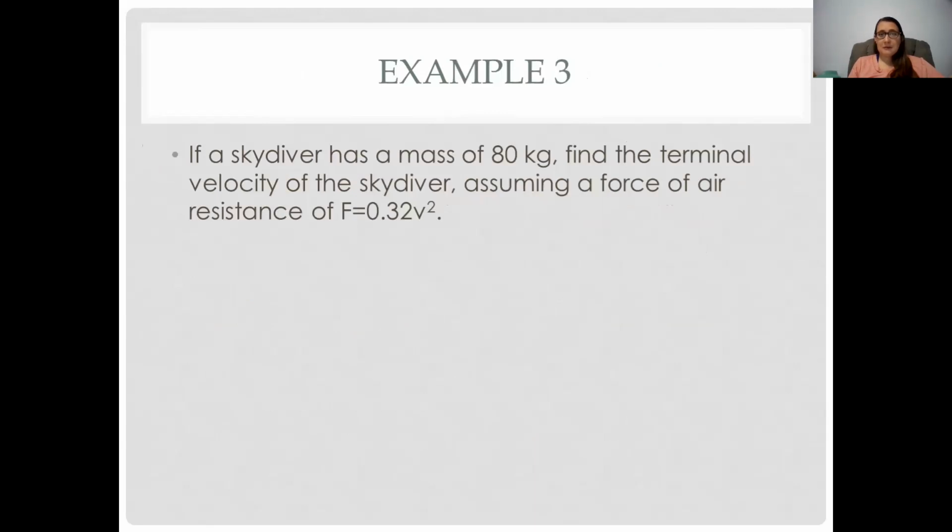So here we go. If a skydiver has a mass of 80 kilograms, find the terminal velocity of the skydiver, assuming a force of air resistance of 0.32 times velocity squared. Okay. So we see that key phrase in there, terminal velocity. That's going to be one to take note of. But let's draw our free body diagram first. So here we have our skydiver. We know that the force of gravity is going to be pulling down.